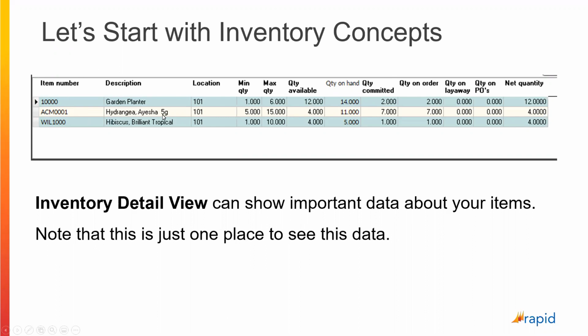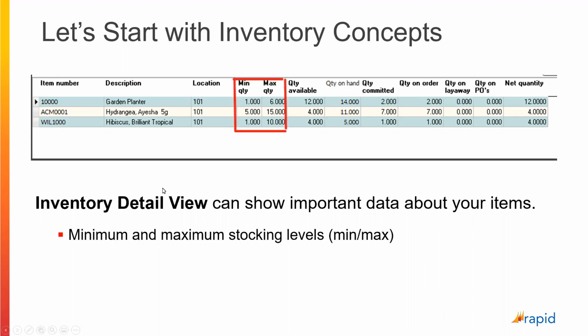In this case, I'm looking at item and description, all for one location, but I'm looking at my minimum, maximum quantity, and available quantity, on hand, committed, and on order. We'll talk about each of those in a second. First, let's focus in on MinMax.